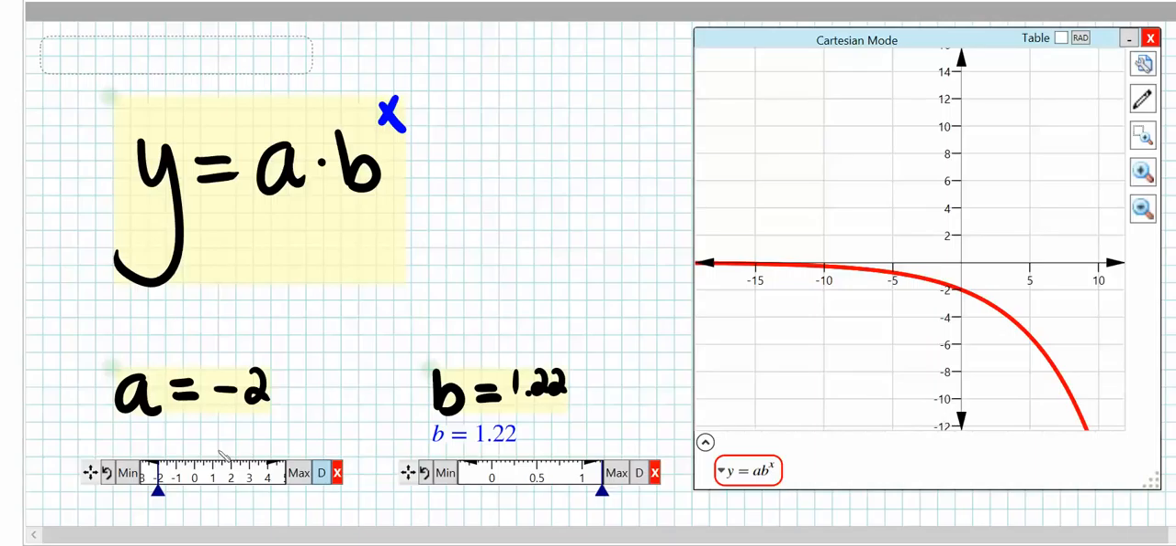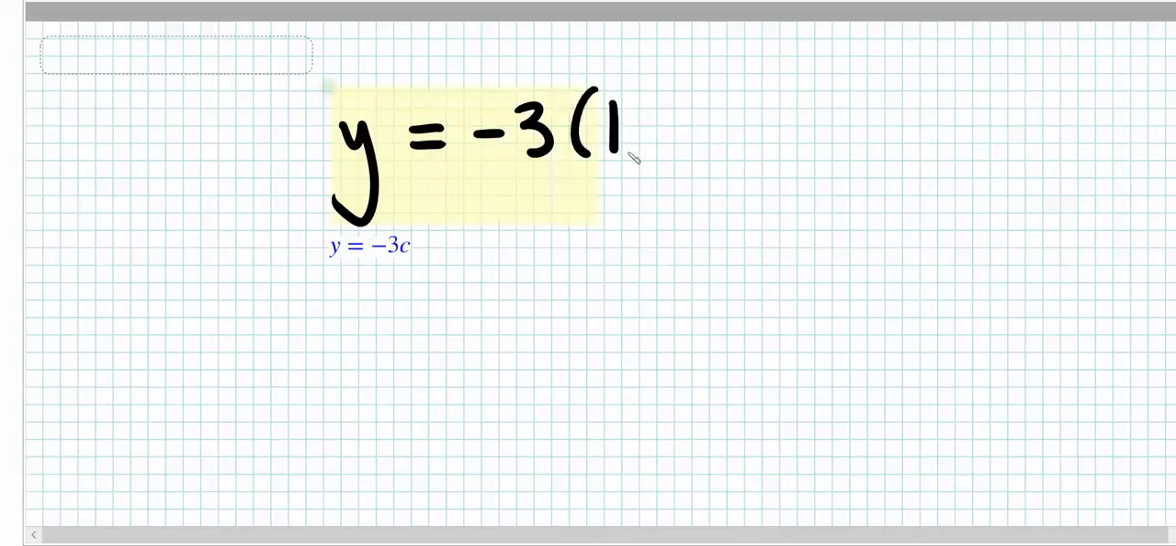So, okay, if I give you this, y is equal to negative 3 times 1.2 to the x. Are you able to visualize what this graph is going to do? Will it be exponential growth or exponential decay? Well, okay, I should have asked the question. Will the graph be reflected over the x-axis or not reflected over the x-axis?